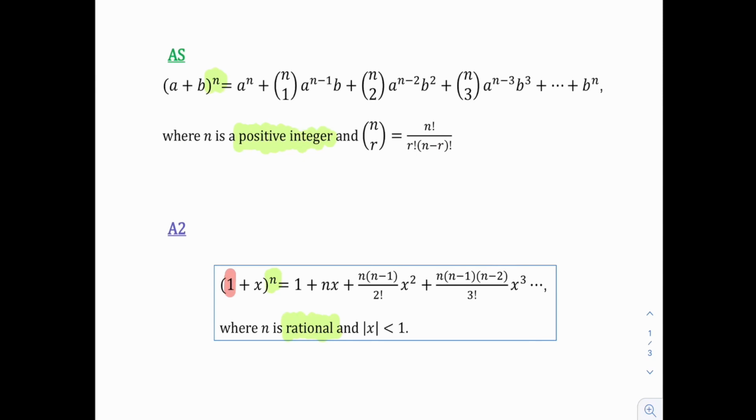Okay, so according to the formula, it's equal to 1 plus nx plus n times n minus 1 over 2 factorial x squared, and so on. If you notice, the n here is the same as the nC1 here. And n times n minus 1 over 2 factorial is the same as nC2. And this one, n times n minus 1, n minus 2 over 3 factorial, is the same as nC3. How they change it into that formula is actually through this one: nCr equals n factorial over r factorial times n minus r factorial. But I'm not going to explain further on how they change the formula.